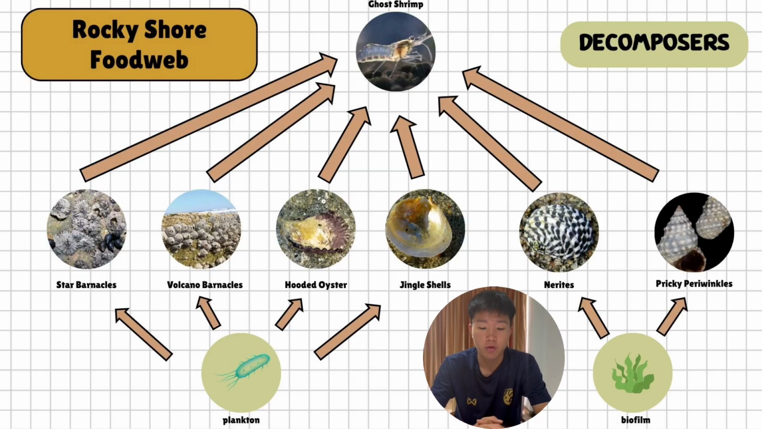And now we will see the rocky shore food web. First, start with plankton, which has been decomposed by barnacles, volcano barnacles, hooded oysters, and jingle shells. And nearly all of it has been decomposed by ghost shrimp. The next one, biofilm, has been decomposed by nerites and prickly periwinkles, and both of them have been decomposed by ghost shrimp. In conclusion, we could see that all of the species have been decomposed at the end of the food chain by ghost shrimp.